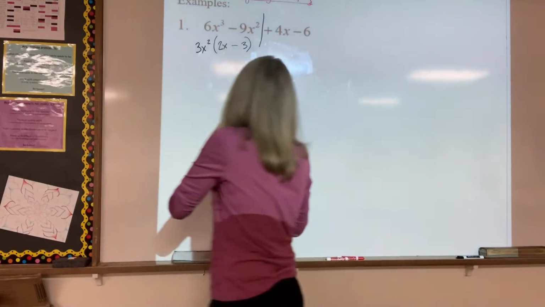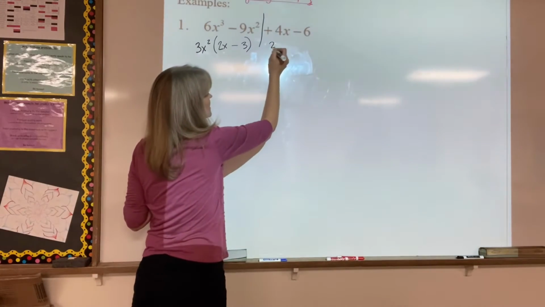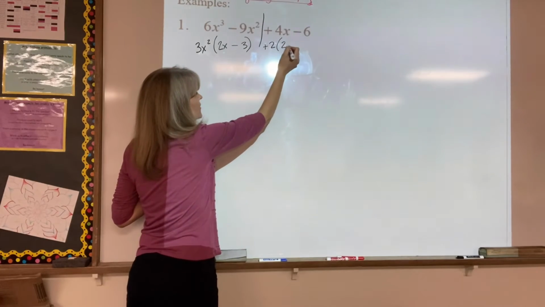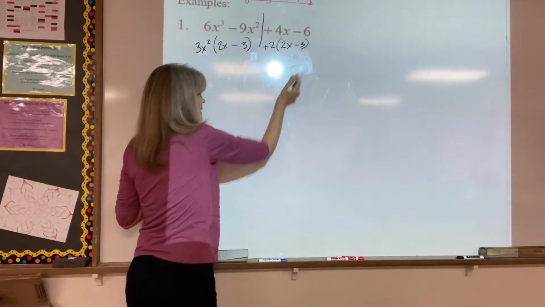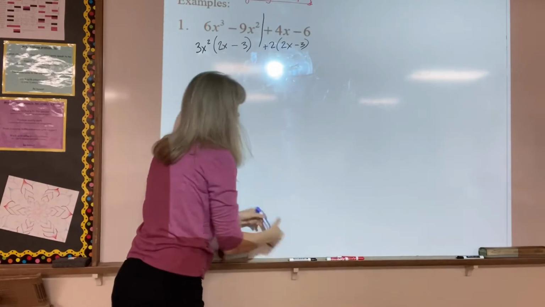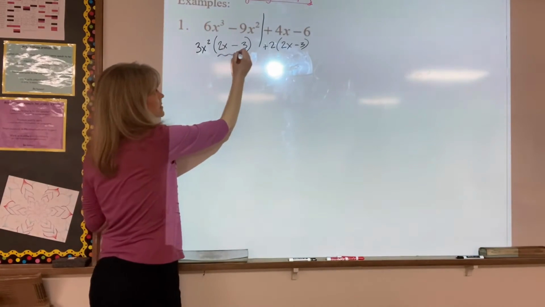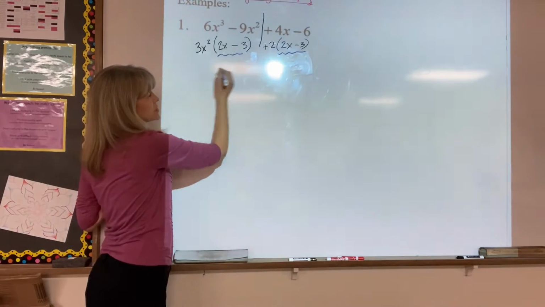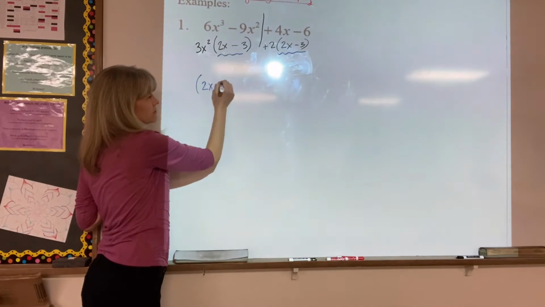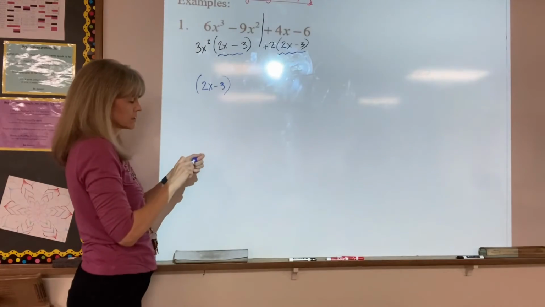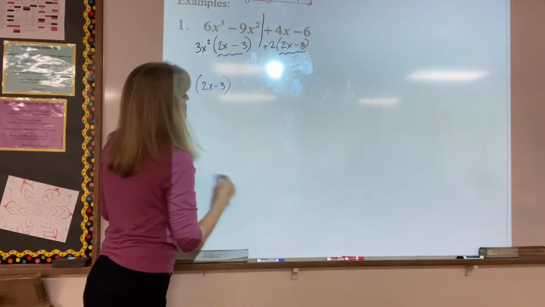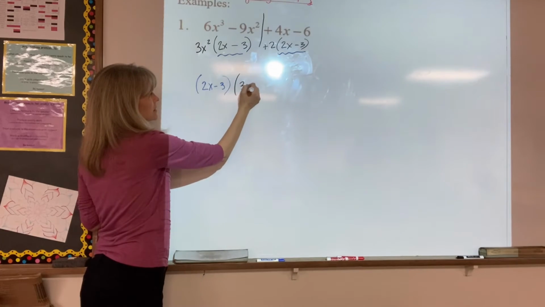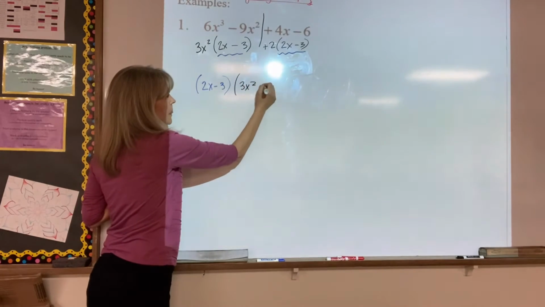So you guys pulled out a 2 from this. Remember, it's a positive 2. Put that plus with it. And that left you with 2x minus 3. And then some of you noticed, look, there's a common factor there. 2x minus 3 can now be pulled out of both of those groups. And then I'm left with 3x squared plus 2.